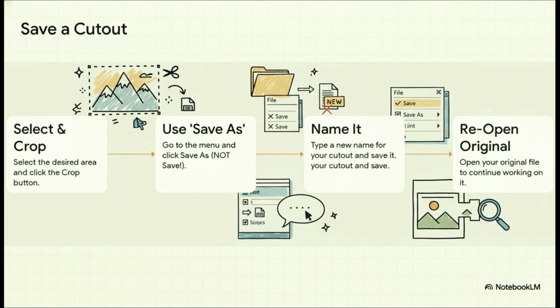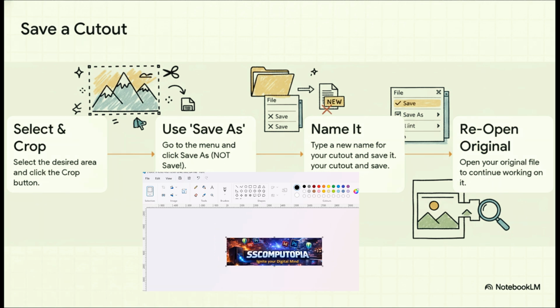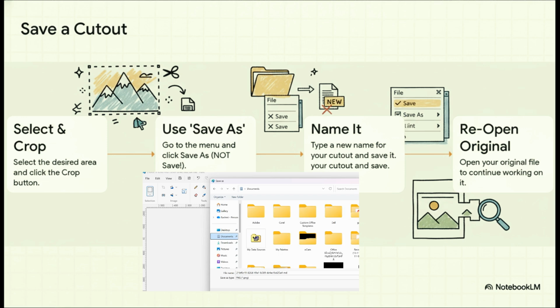Let's say you only want to save one specific part of a big image as its own separate file. It's so easy. First, just select the area you want, then hit the crop button. Now, and this is the most important part, go up to the menu and click Save As. Not Save, but Save As. Give your new little cutout a name, and that's it. You've just created a brand new image from a piece of the original without messing up your first file.